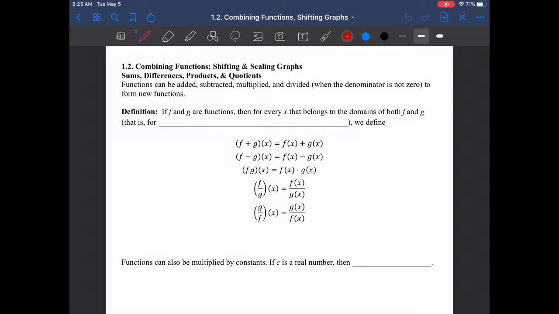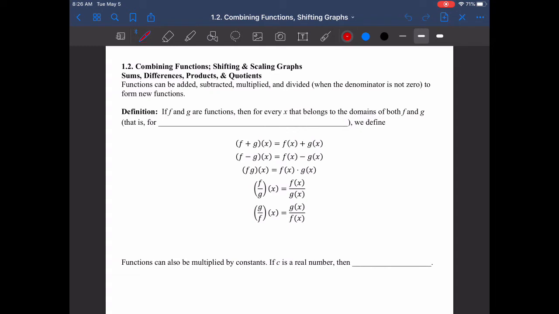All right, let's do section 1.2 now, and hopefully this will go pretty well for us. So first off, we're going to talk about combining functions and shifting and scaling graphs. That's what we're doing here. So the first thing is we're going to look at sums, differences, products, and quotients of functions.